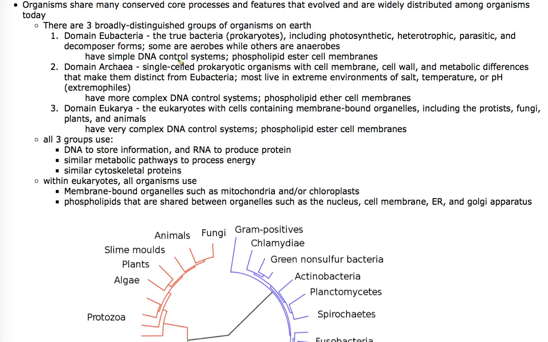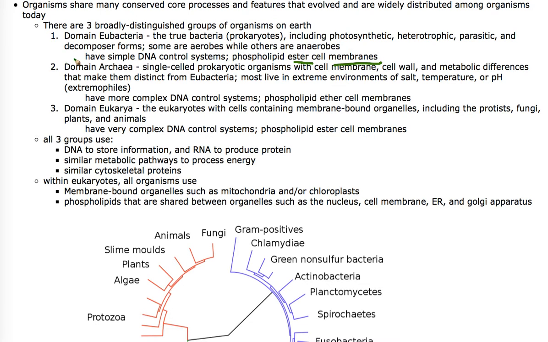They have real simple DNA control systems. And they use phospholipid ester-based cell membranes. We'll talk more about ester linkage later, but it has to do with the types of bonds between glycerol and fatty acids in their phospholipid membranes.